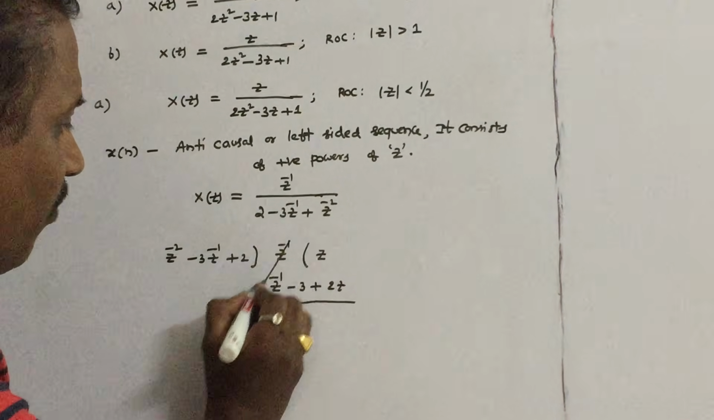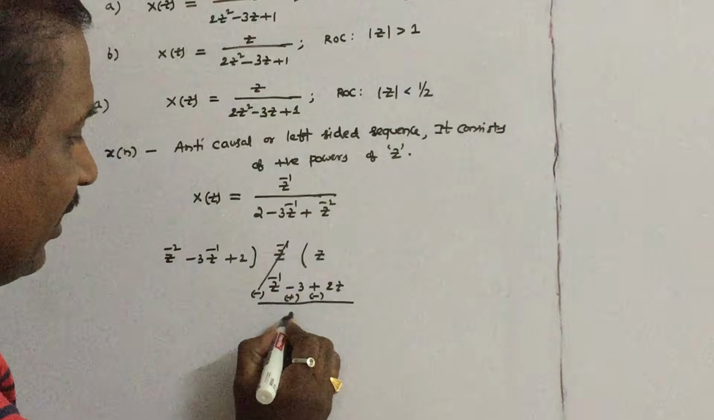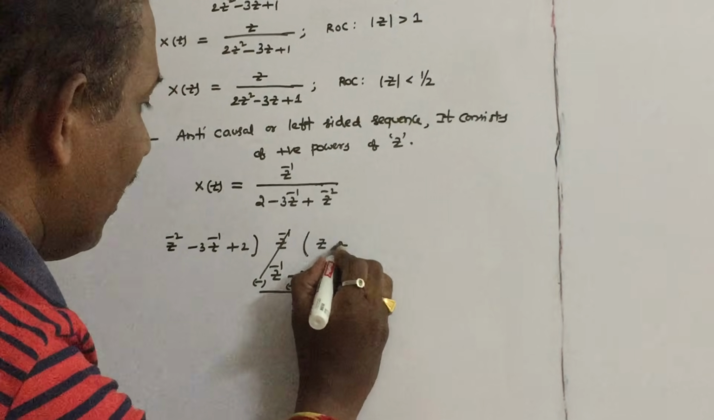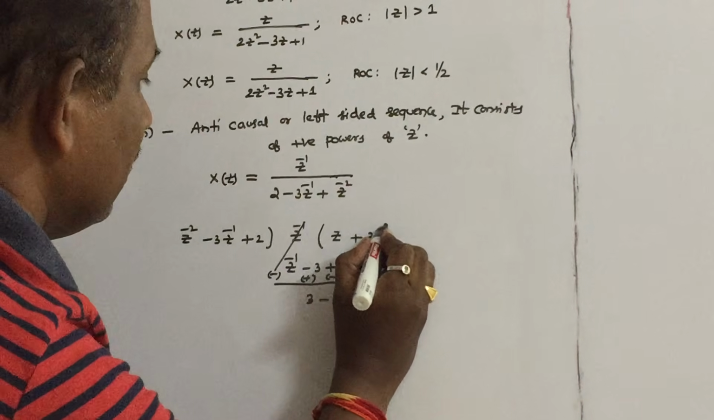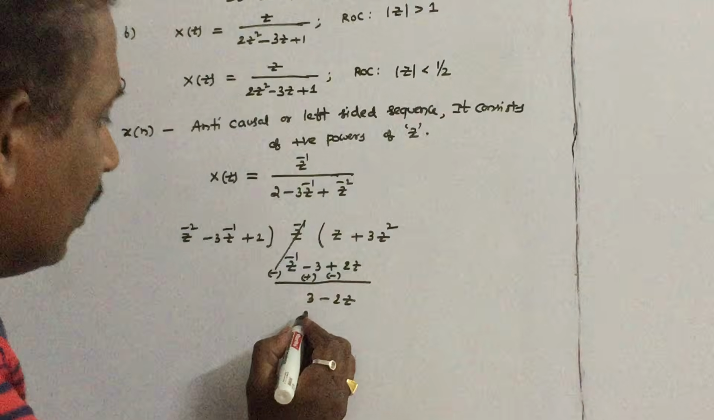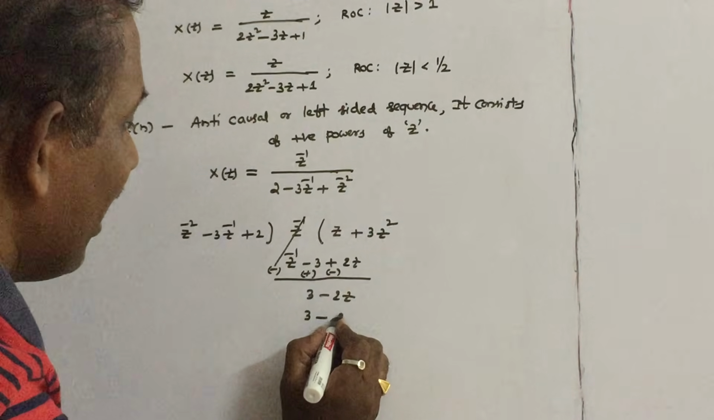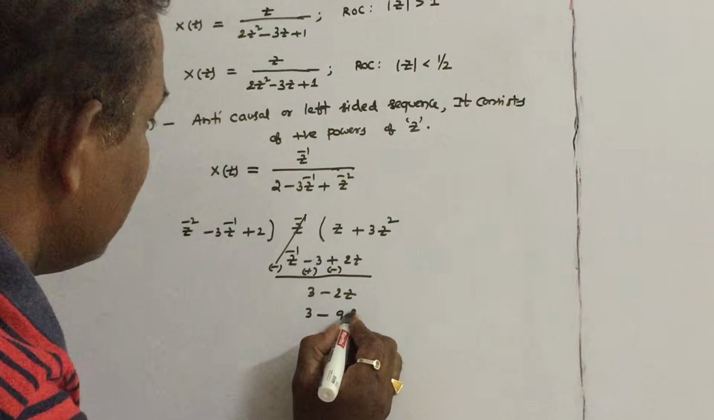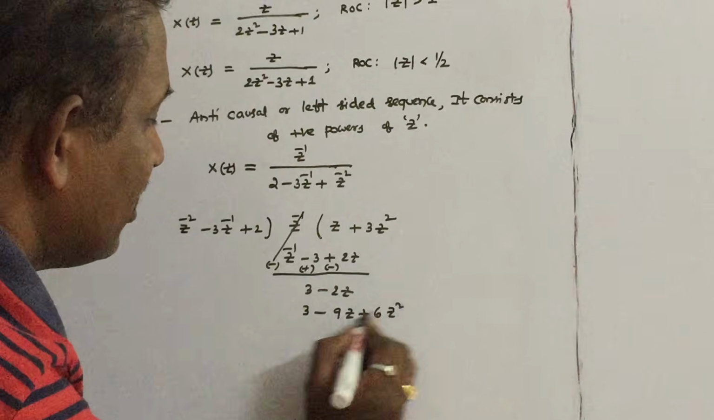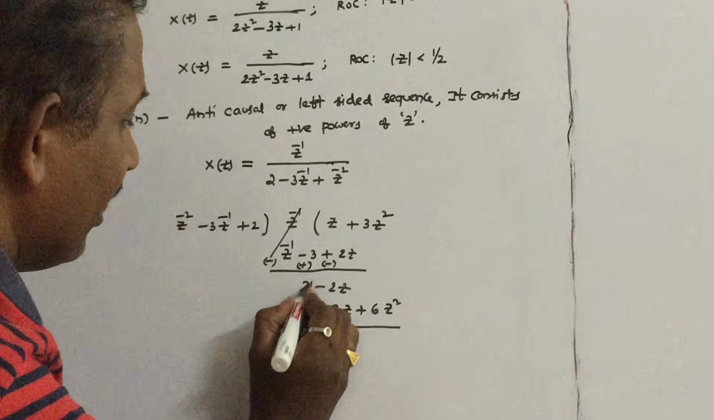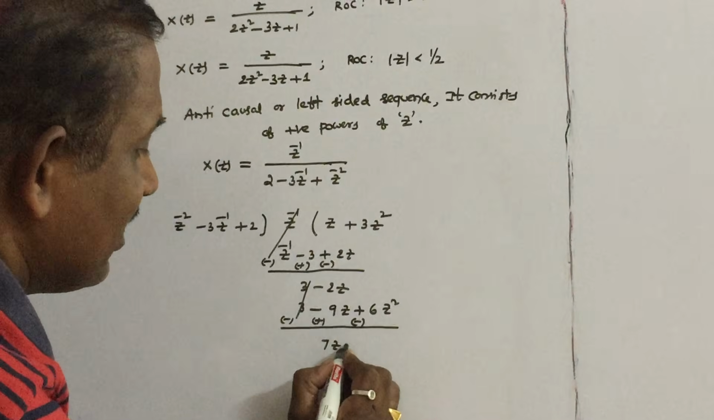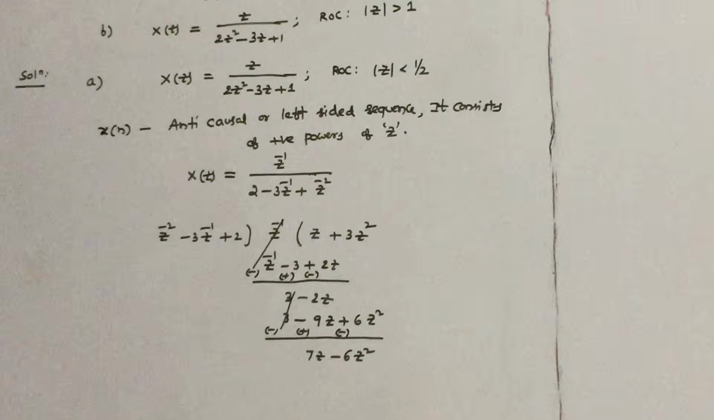Just cancel out these two terms. So it will become 3 minus 2z. So to get 3, multiply with 3z square. So 3z power minus 2 into 3z square will become 3 minus 9z plus 6z square. So you can cancel out 3 and 3. You will get 9 minus 2 will become 7z minus 6z square.